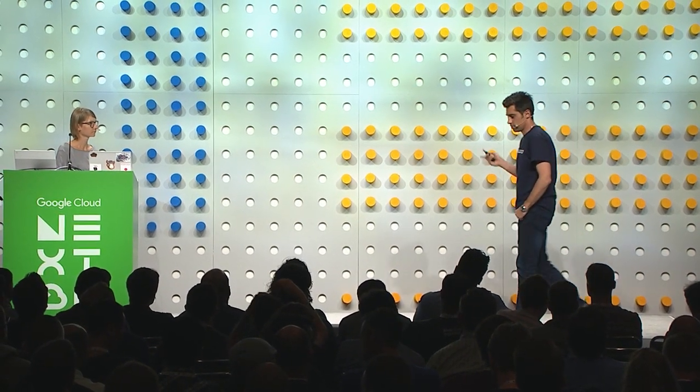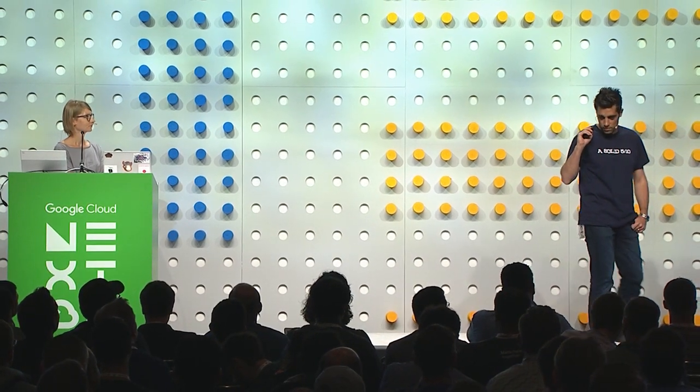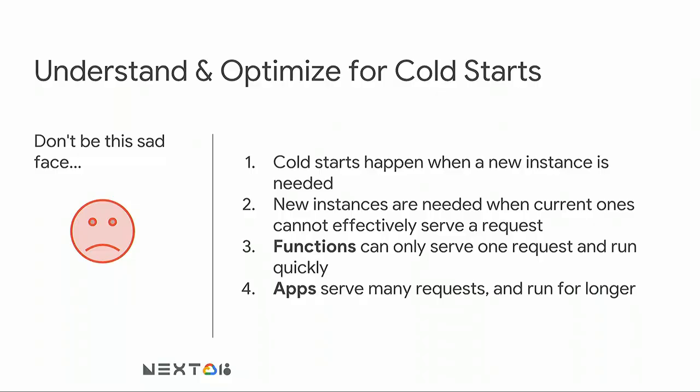Yeah, so what we just saw there was a much better version of what I had put on screen, actually done by a real engineer. Okay, so just to summarize. It's important to understand and optimize for cold starts. They happen when a new instance is created. We will create new instances when they're needed. And because functions only serve a single concurrent request, that happens even more frequently in the functions case.